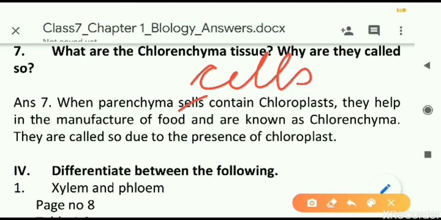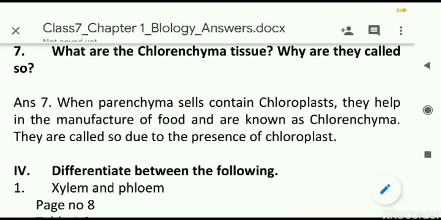Now why are they called so? Why this name chlorenchyma is given? Because of the presence of chloroplast. Because chloroplast is present, that is why the name has been given chlorenchyma. This first part has been taken from chloroplast.